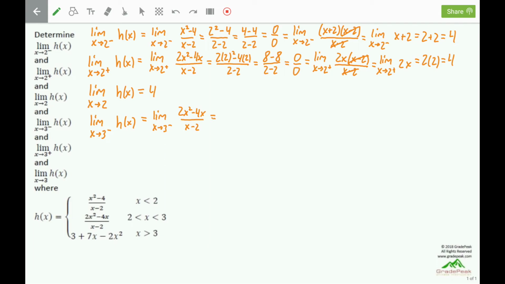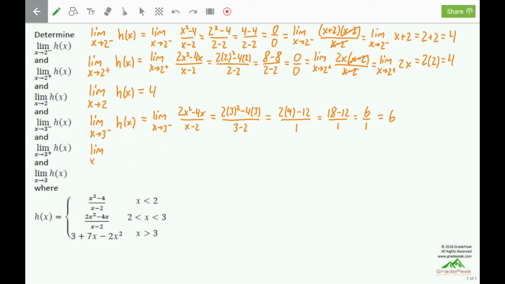The next thing to do is try plugging a 3 in for each of the x's. That will give us 2 times 3 squared minus 4 times 3 over 3 minus 2. We will have 2 times 3 squared is a 9, minus 4 times a 3 is a minus 12. And 3 minus 2 is a 1. 2 times 9 is an 18, minus a 12 over 1. 18 minus 12 is a 6 over a 1. Anything over 1 is itself. So that one's determinate, and it comes out to a 6.